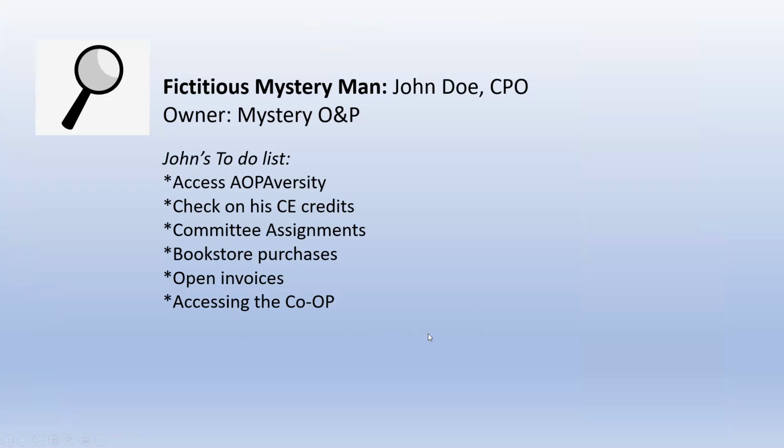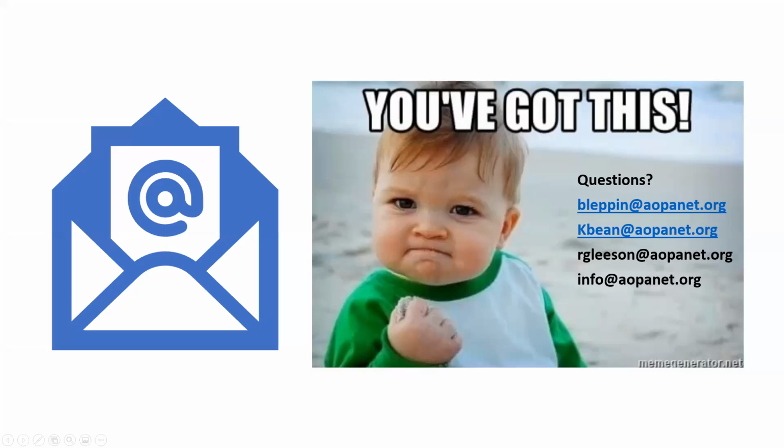So we thought we would walk through some of the functionality of AOPA Connection today using a fictitious but very busy CPO named John Doe. He owns Mystery O&P. And today, John wants to access AOPA Versity. He wants to check on his CE credits, look at his committee assignments, check his bookstore purchases, open his invoices, and access the co-op. And to do that, we will switch to the internet.